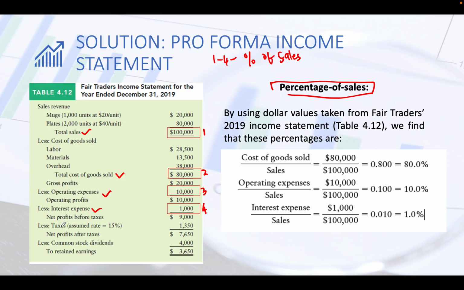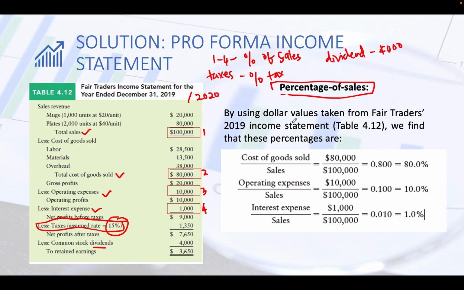Okay. Manakala tax, taxes dikira berdasarkan peratusan tax. Berapa peratusan tax dia? So kita kira 50%. Okay. Kemudian dividend, dia cakap dekat information awal dia bayar 4,000. So now, how do we want to calculate income statement for 2020 by percentage of sales?